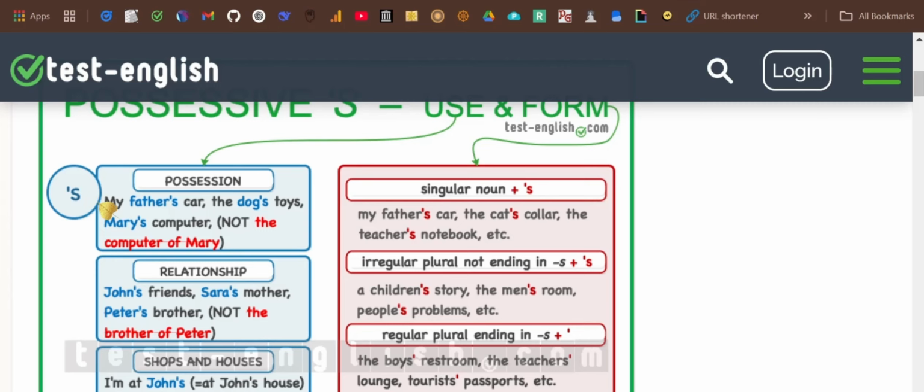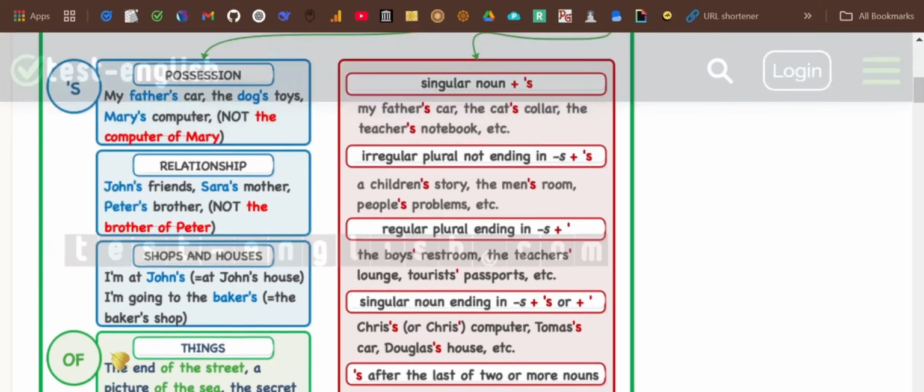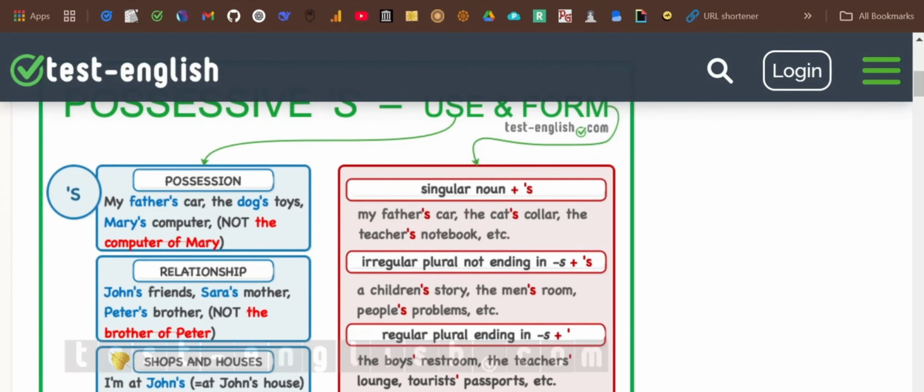So my father's car, right? The car that belongs to my father. The dog's toys. Mary's computer. You don't use the computer of Mary. You see? You don't say that. I think sometimes you do these things. So you can show the possessive with apostrophe s or with of or noun and noun. So we're going to see in which cases you use which. Not in any case.